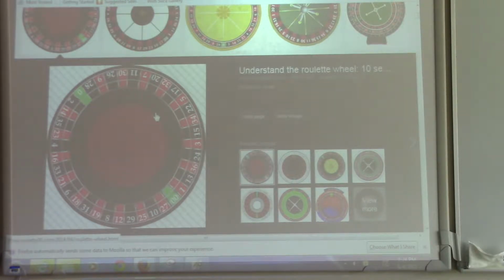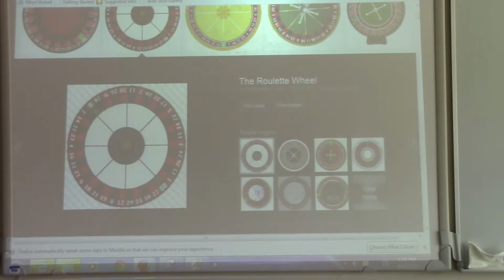But the basic makeup is a double zero and a zero, and then a number of digits, and then black and red. And some people put green, that's fine. Some people don't. Okay? Well, there's dark green. All right. You throw the marble one way, you spin the wheel the other way. And where that marble falls is the winner.